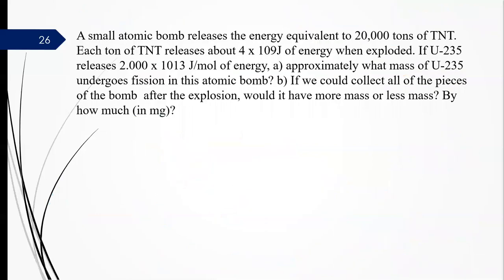The last two questions, one of them is dealing with, this should be 10 to the 9. And this should be 10 to the 13. I'll have to fix those. One of them has you work through, if we were an atomic bomb and we released 20,000 tons of TNT energy, figuring out how much mass that would be.